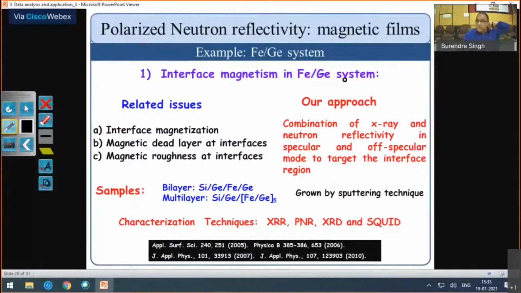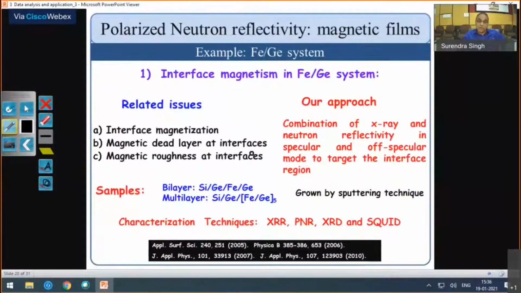moment in this ferromagnetic semiconductor system. Theoretically people said this would be a very good system, but when they studied it, they couldn't get good results out of it. And what were the related issues for that? They didn't consider that there would be interface magnetization change at the interfaces during the growth.